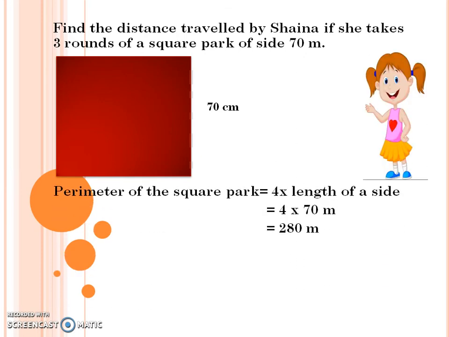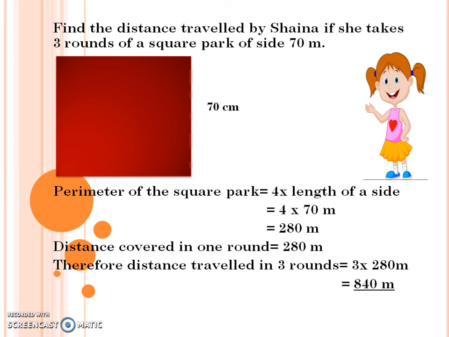Okay. Now perimeter of the square park is equal to 4 into length of a side. So length of a side is given as 70 meter. Okay. So 4 into 70 meter will give you 280 meter. So distance covered in one round will be 280 meter. Okay. Therefore distance traveled in 3 rounds will be, you are going to multiply. So 3 into 280 meter, that is you get 840 meter.